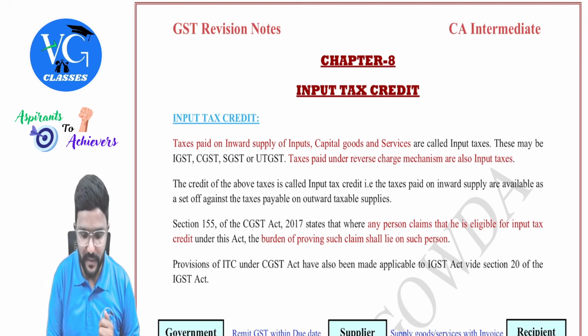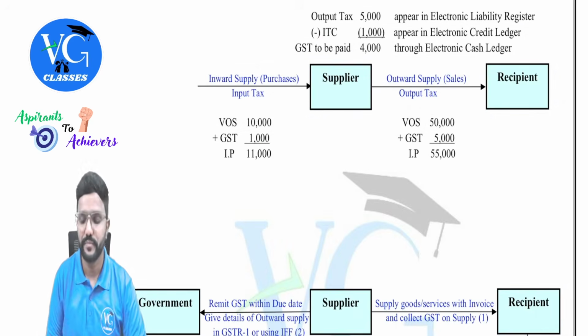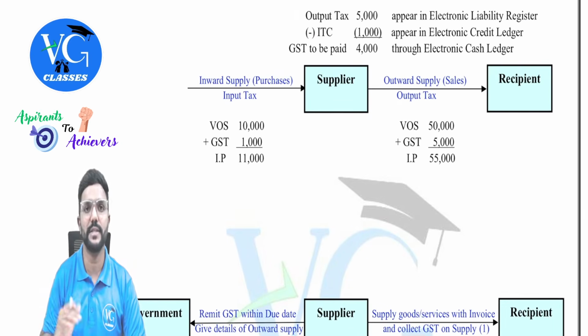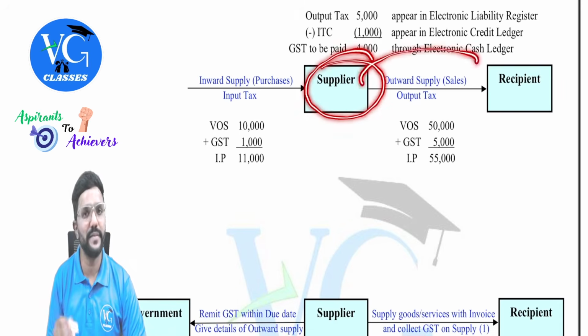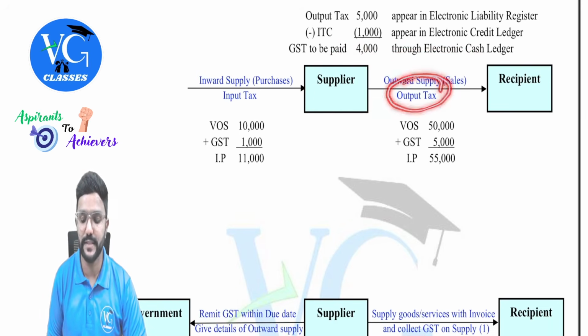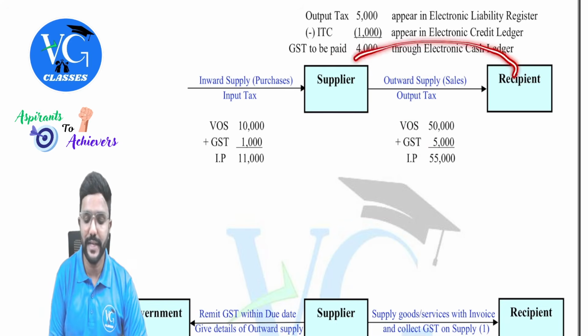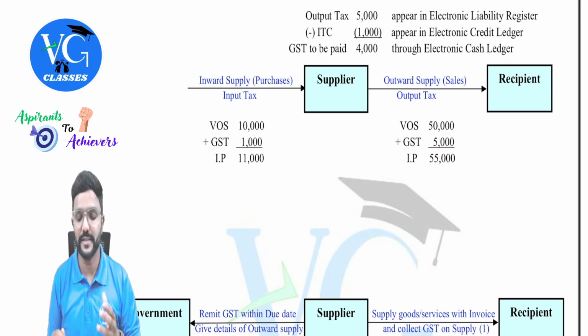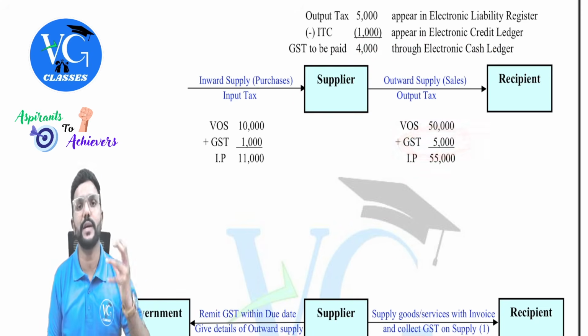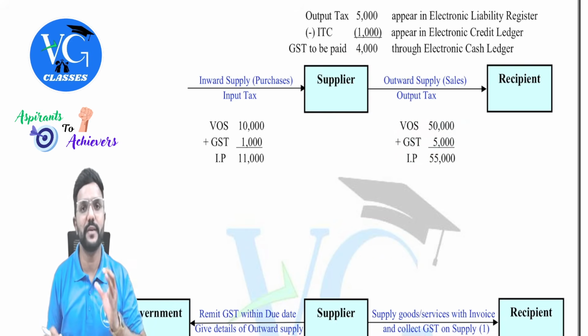Okay, so if I have to explain with an example, just pay attention. I will try to explain the credit concept using this example. Assume, guys, the supplier is making an outward supply, which is nothing but sales, where the value of outward supply is 50,000. On that, GST is 5,000. So totally, how much will the supplier collect from the recipient? 55,000. 50,000 is the supplier's revenue, whereas 5,000 he has to remit to the government. But should he pay the entire 5,000 to the government is a question mark. We need to check whether he has any credit of input tax.